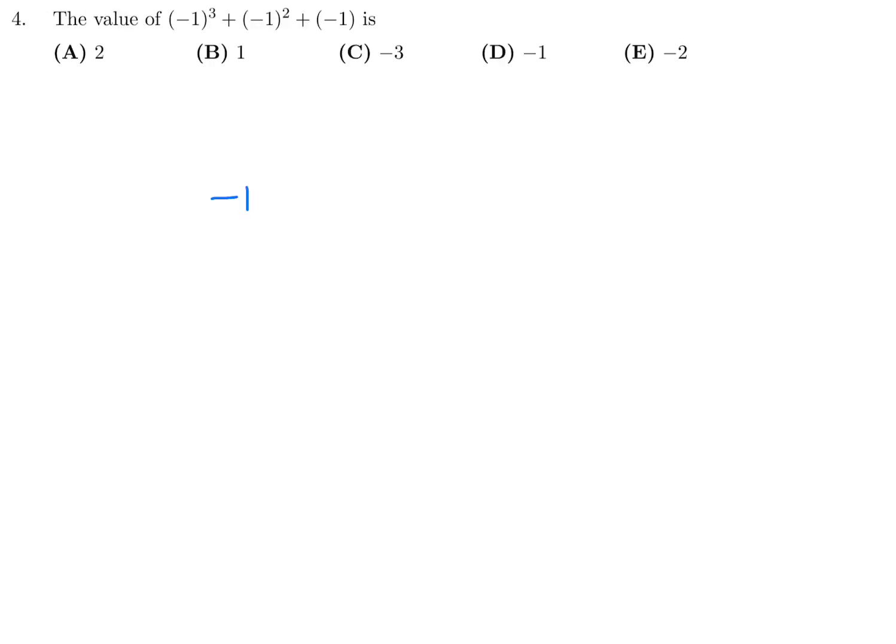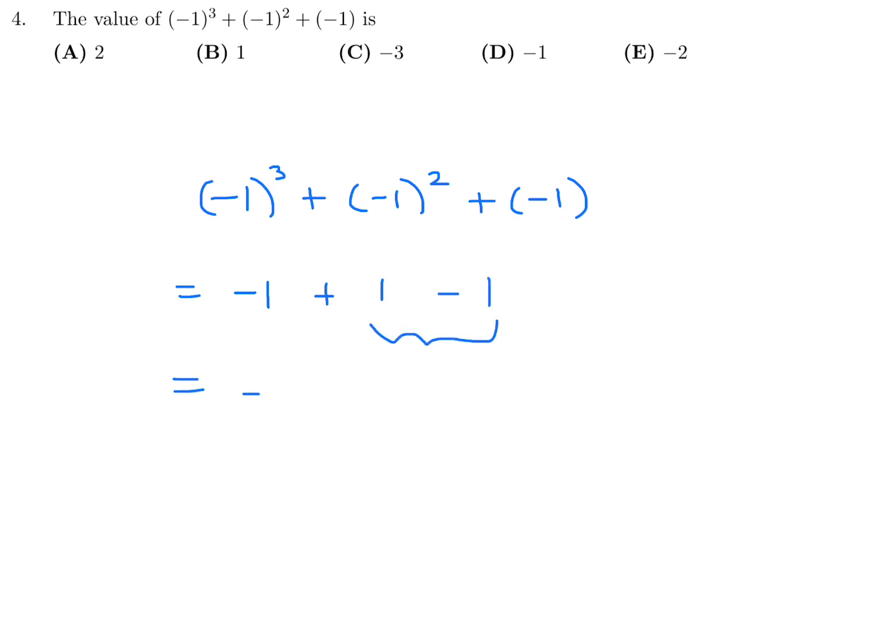The value of negative 1 to the power of 3 plus negative 1 to the power of 2 plus negative 1 is. Negative 1 to the power of 3 is negative 1. Negative 1 to the power of 2 is 1. And then we have this negative 1. So these two cancel, that just becomes 0, and all you're left with is just a negative 1. So number 4, the answer is D.